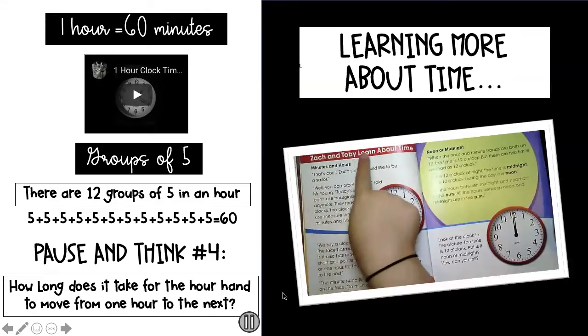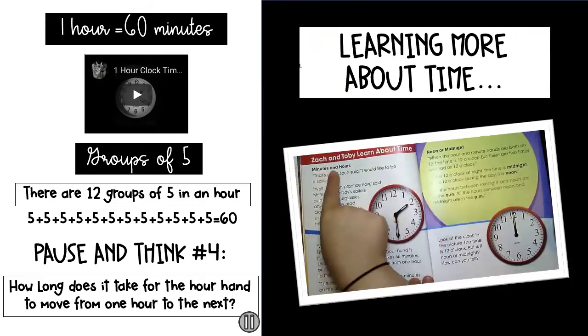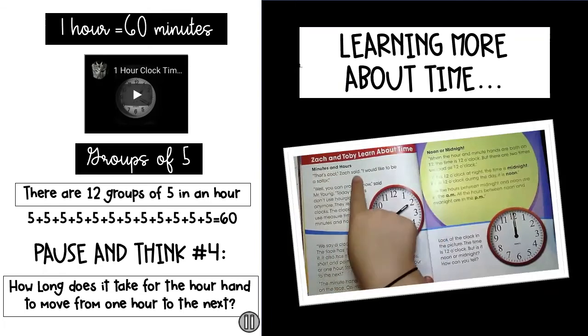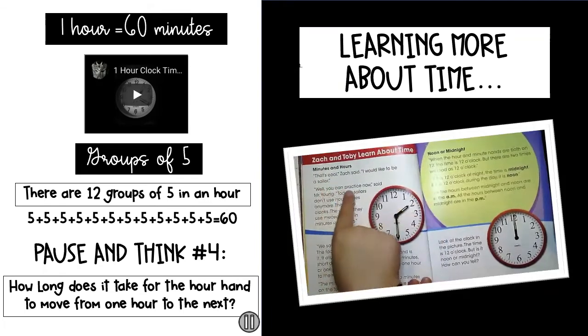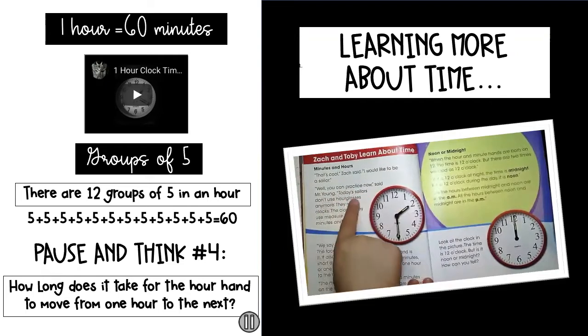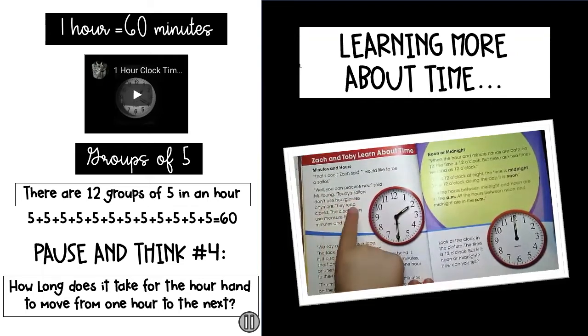Zach and Toby learn about time. Minutes and hours. "That's cool," Zach said. "I would like to be a sailor." "Well, you can practice now," said Mr. Young. "Today's sailors don't use hourglasses anymore. They read clocks. The clocks they use measure time in minutes and hours.